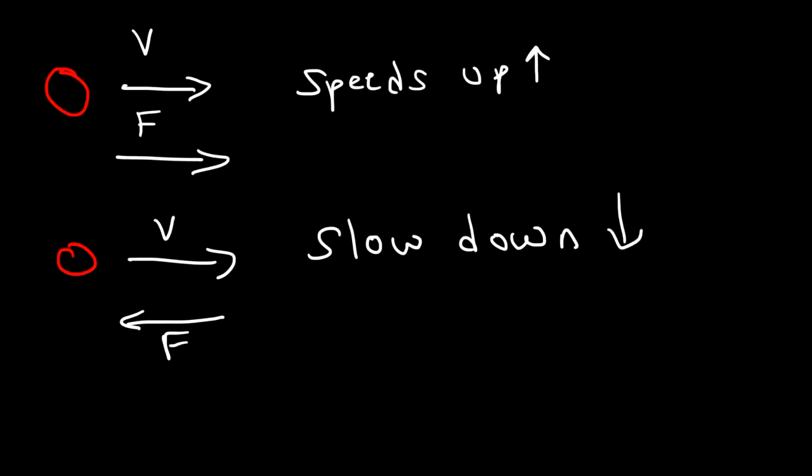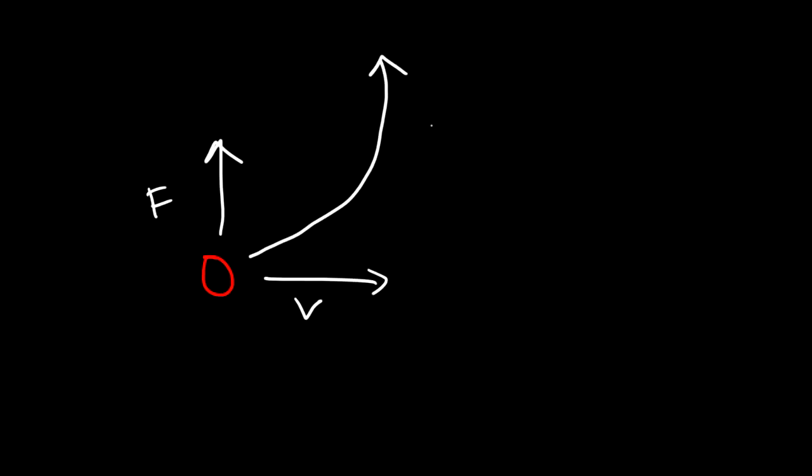Now, what's going to happen if you have an object that is moving to the right, but the force vector is perpendicular to the object? Anytime the force and velocity vectors are perpendicular, the speed will not change. It's not going to speed up and it's not going to slow down. Rather, it's going to turn. So it simply changes direction when the force and velocity vectors are perpendicular. It's going to turn in the direction of the force.